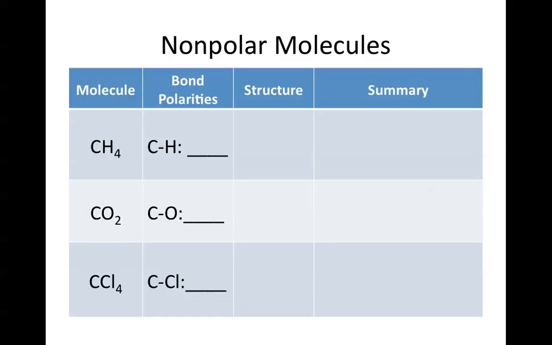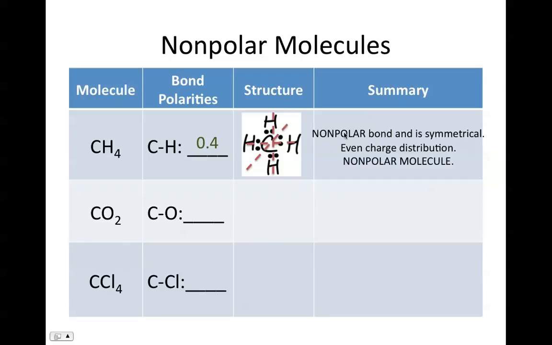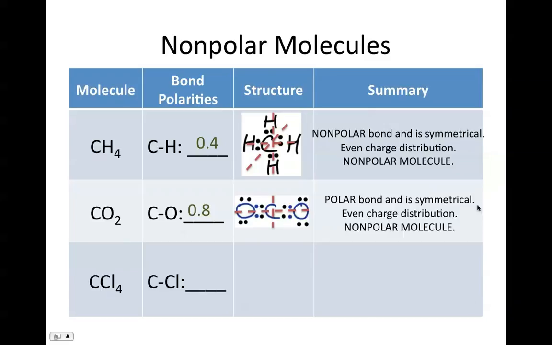With CH4, I have a 0.4 bond, and we can see the structure here, which does have multiple lines of symmetry. Since we have a nonpolar bond and it's symmetrical, we have even charge distribution, which means we have a nonpolar molecule. If I look at CO2, I have a 0.8 difference for each C-O bond, and in this case we have multiple lines of symmetry. So even though we have a polar bond, because we have a symmetrical shape, we have even charge distribution and a nonpolar molecule.